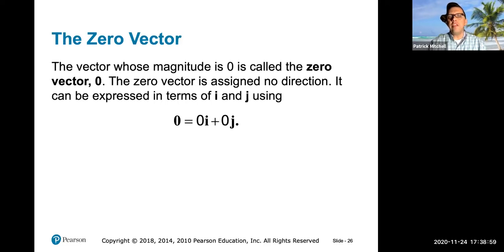Okay. The zero vector can be expressed in terms of i and j like this. Its scalar components are both 0. Notice the boldface 0 here and the regular zeros over here. These zeros are just numbers. This 0 is a vector. Okay, it does take a little getting used to.